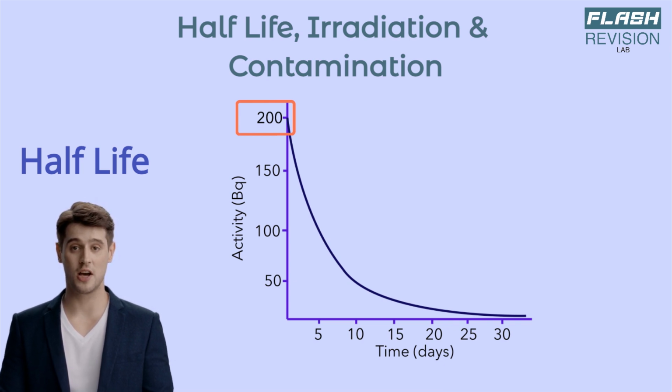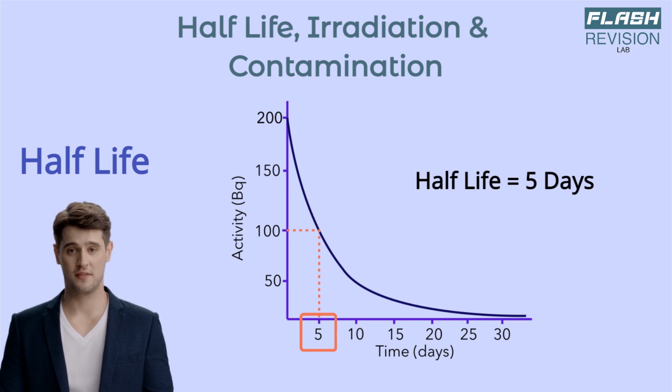Next, figure out half of that initial value. For instance, if the initial count rate is 200 becquerels, half of that would be 100. From this point, draw a horizontal line that reaches the curve, then a vertical line that goes from the curve to the time axis. The time value where this line intersects the horizontal axis represents the half-life of the radioactive isotope. In this example, the half-life would be 5 days.